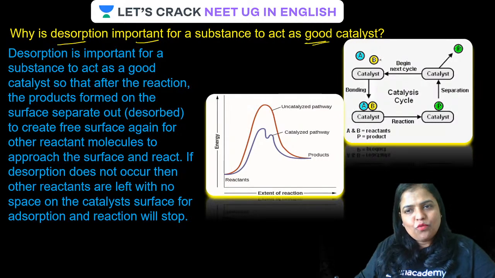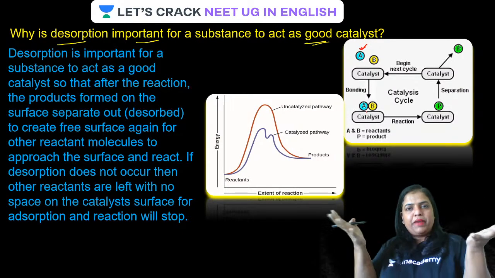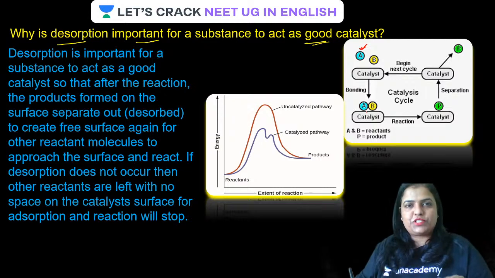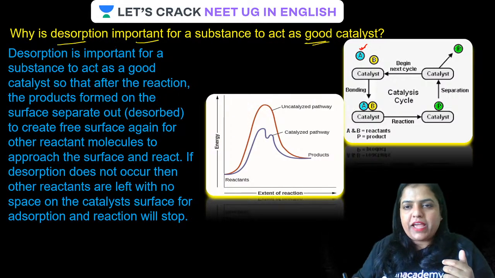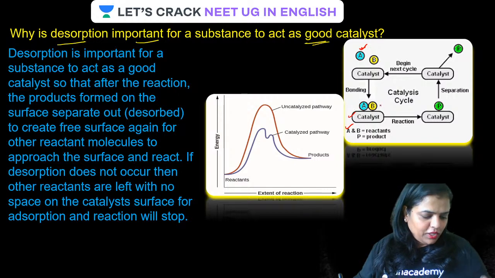Now, what is happening here? Suppose we talk about a reaction between A and B, and this is the catalyst. First of all, the catalyst will bring them closer on its surface. The reactants A and B are going to get adsorbed on the surface of the catalyst, as shown on the screen.